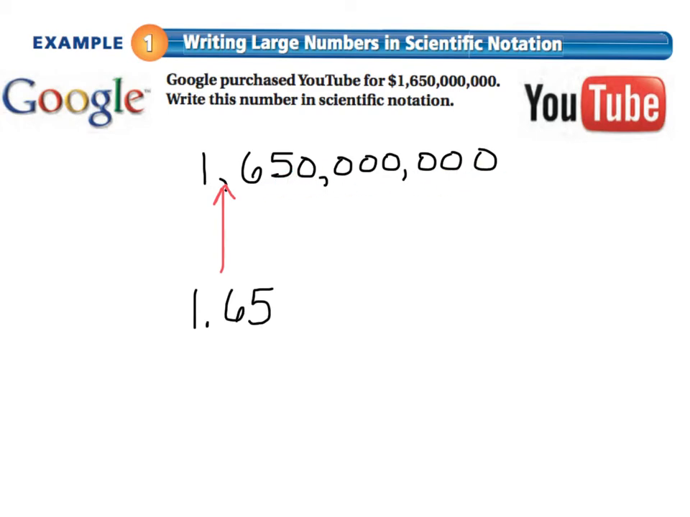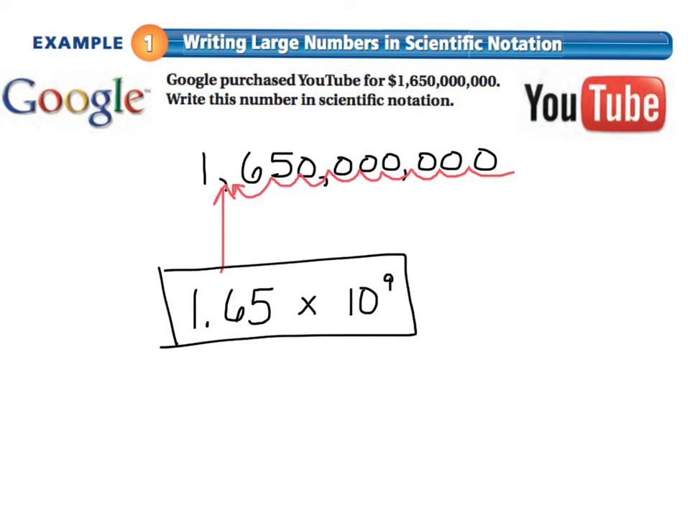They can drop off. So 1.65 times a power of 10. How many times would I have to multiply 1.65 times 10 to give me 1,650,000,000? Well, I count: 1, 2, 3, 4, 5, 6, 7, 8, 9. Because this is a really big number and it's bigger than 10, the exponent is going to be positive 9. So my answer would be 1.65 times 10 to the 9th power.